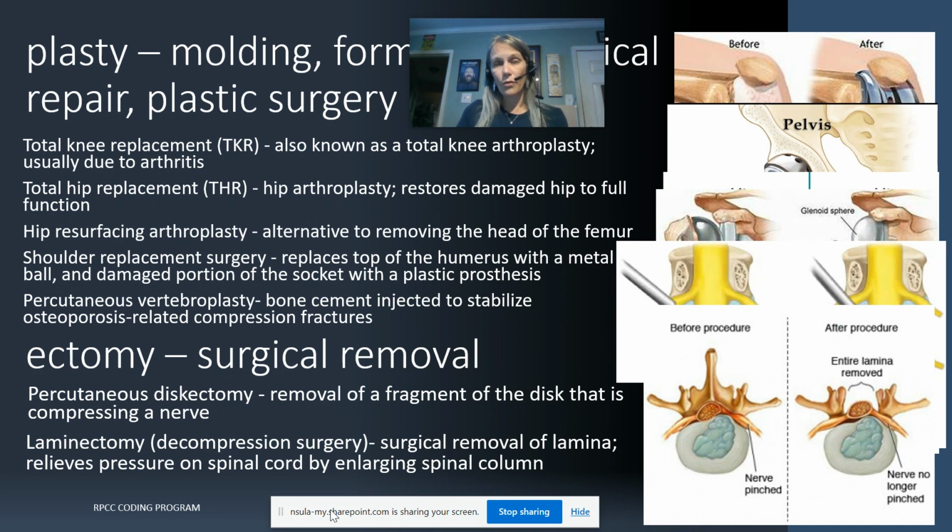So always go back over your medical terminology when we get into a new system so that you can remember, and then you can know what you're reading when you're going through and pulling out your important information for your diagnosis and your procedures in the medical record.